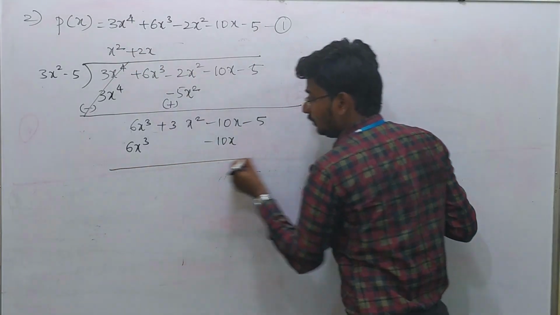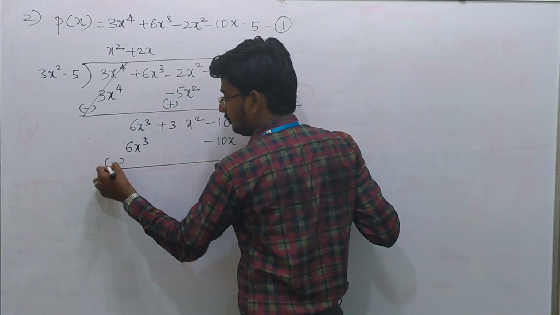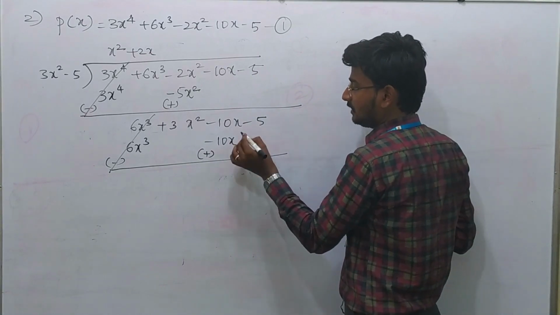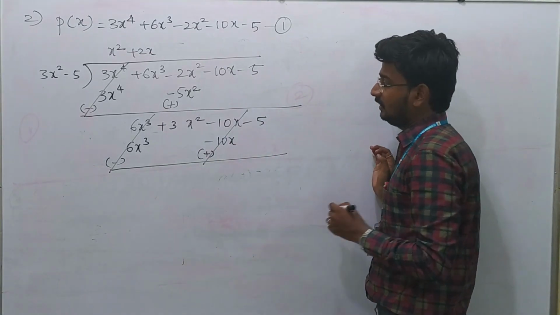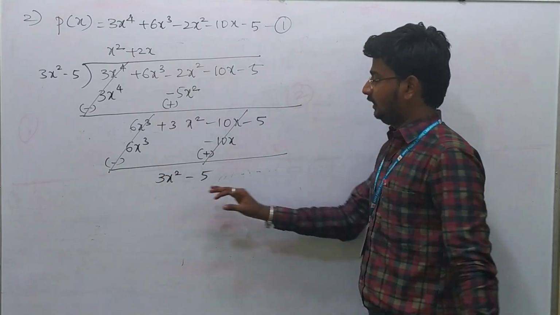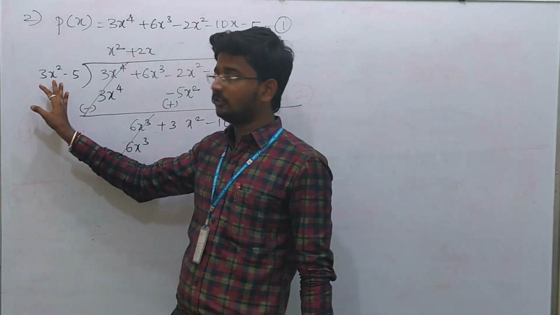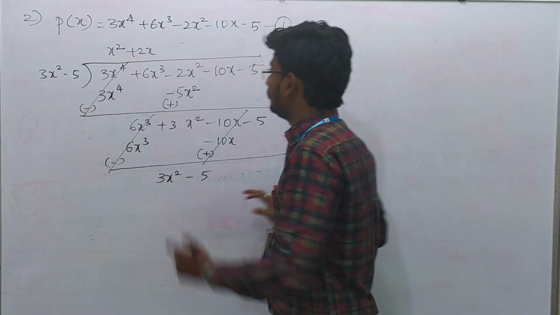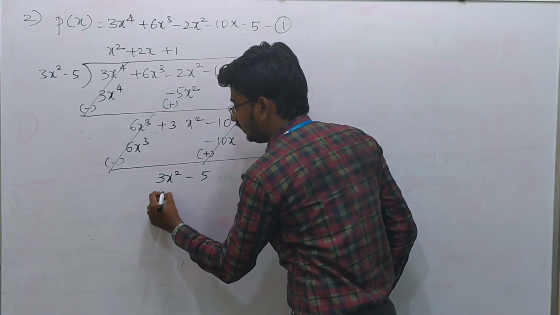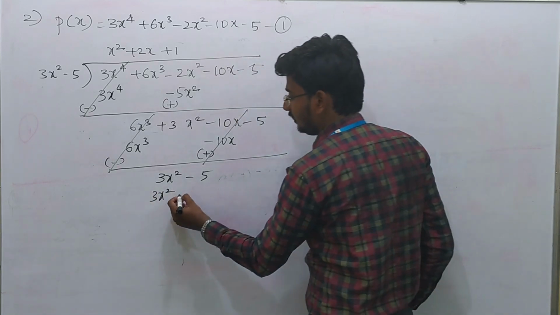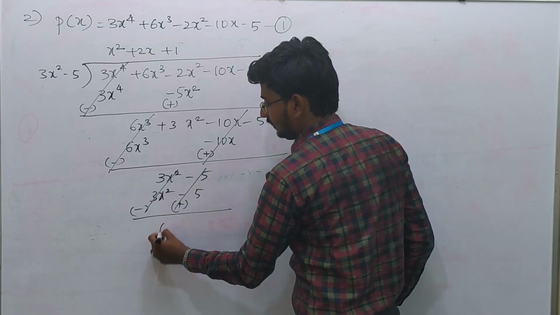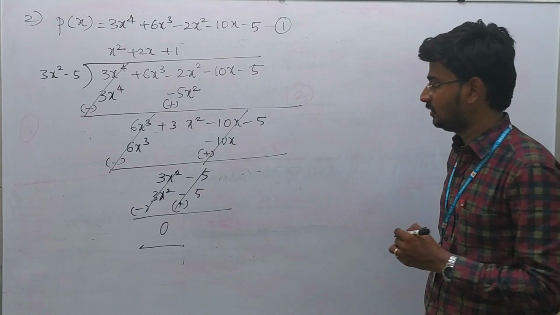Okay. Change sign. Plus will become minus. Minus will become plus. These two cancel. Again 10x minus 10x plus 10x, even they get cancelled. Remaining is 3x square and minus 5. Here also 3x square minus 5. Just multiply by 1. So 1 into 3x square, 3x square. 1 into minus 5, minus 5. Change sign. Both cancel. The remainder has now become 0.